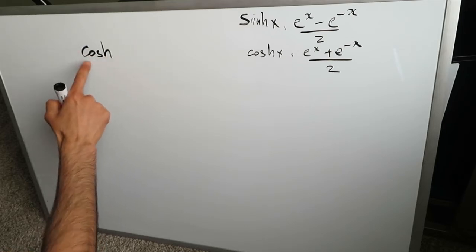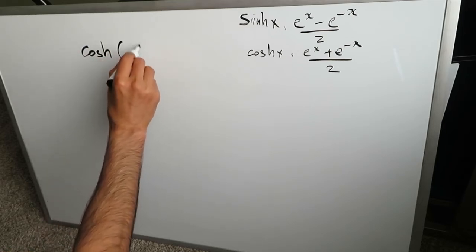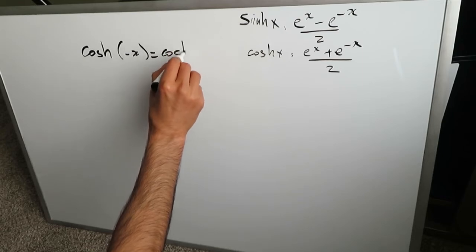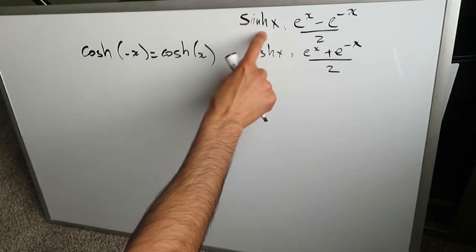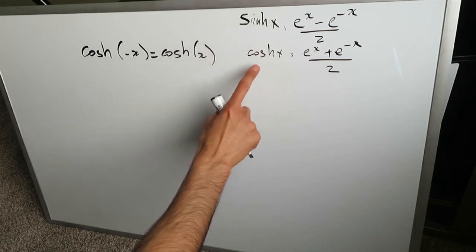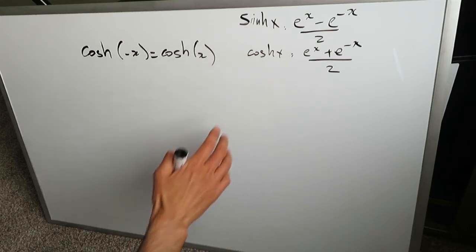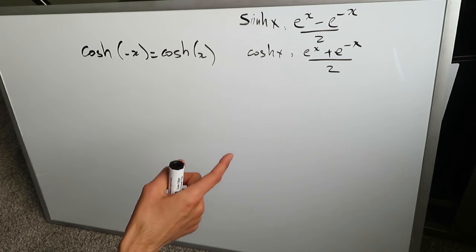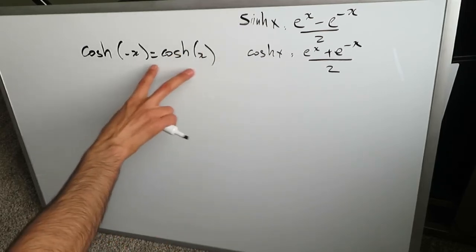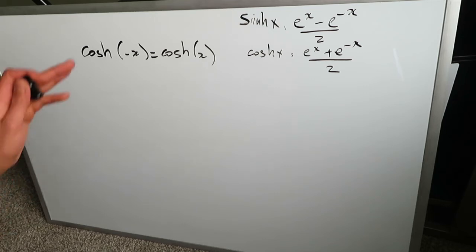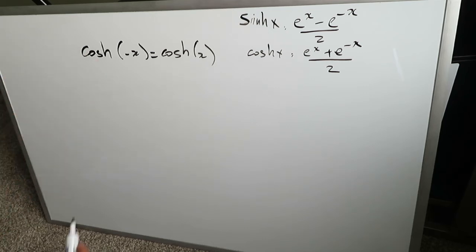Cosine h, the hyperbolic cosine function, with input minus x should give you a positive cosine hx. Remember, sines have origin symmetry, so they are odd functions. Cosines have y-axis symmetry. I'm talking about the basic trigonometric version of these functions. This is usually an even function, and even functions remain positive even when you get hit with the minus input.